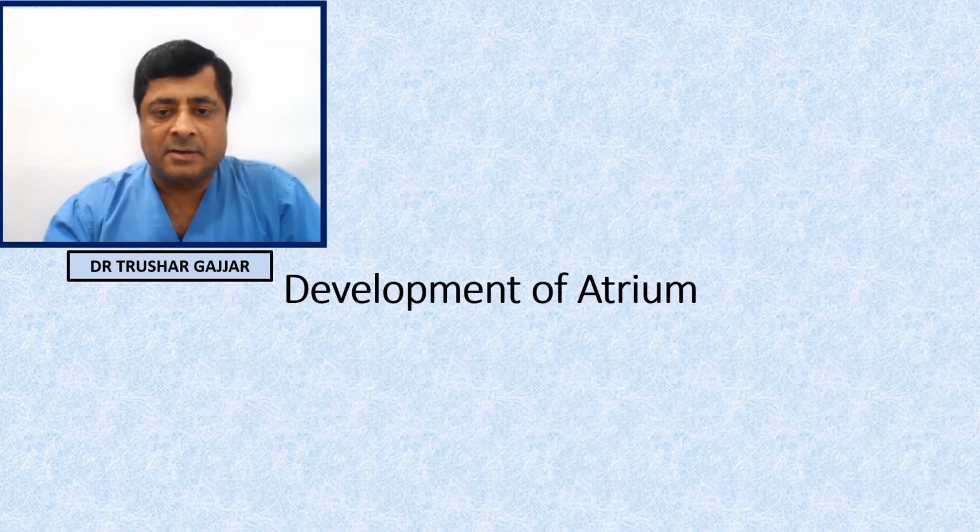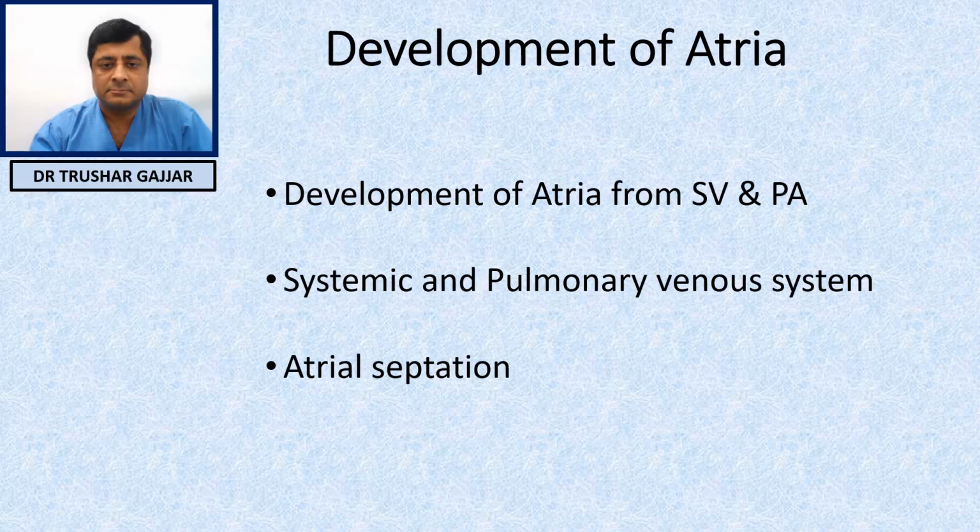So let us see the development of atrium. The atria develops in three parts: development of atria from sinus venosus and primitive atrium, development of systemic as well as pulmonary venous system, and finally the atrial septation.